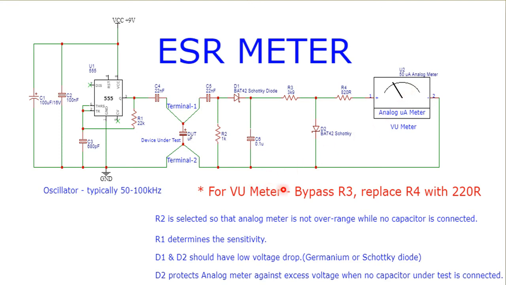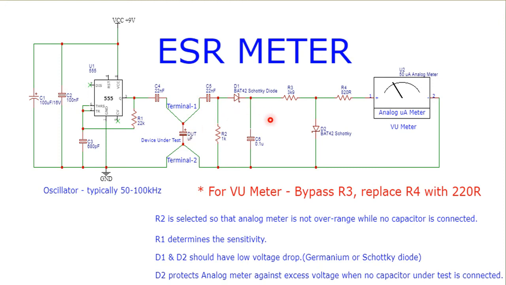For VU meter, bypass this R3, replace R4 with a 220 ohm resistance. R2 is selected so that the analog meter is not over range while no capacitor is connected. This is R2. And resistance R1 determines the sensitivity.